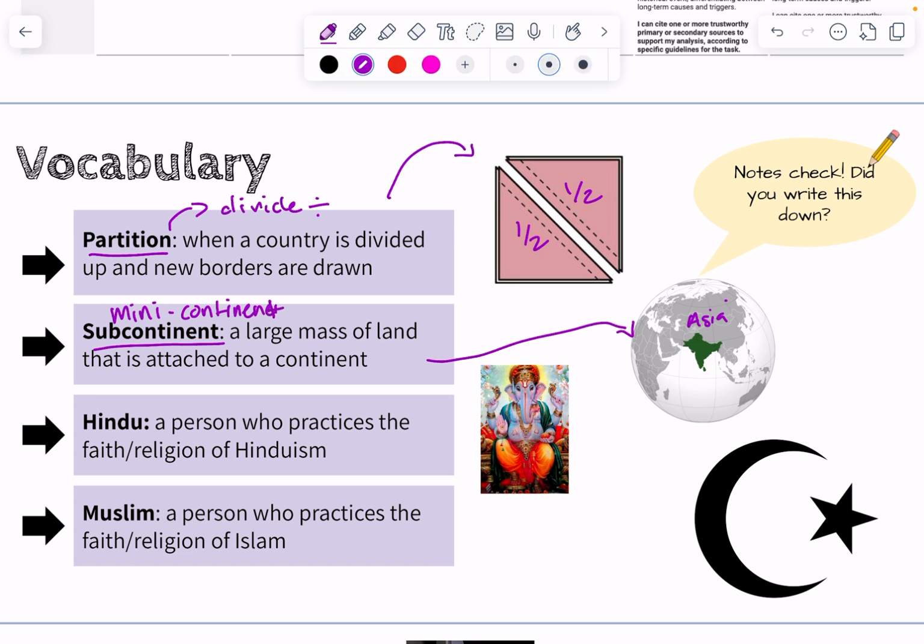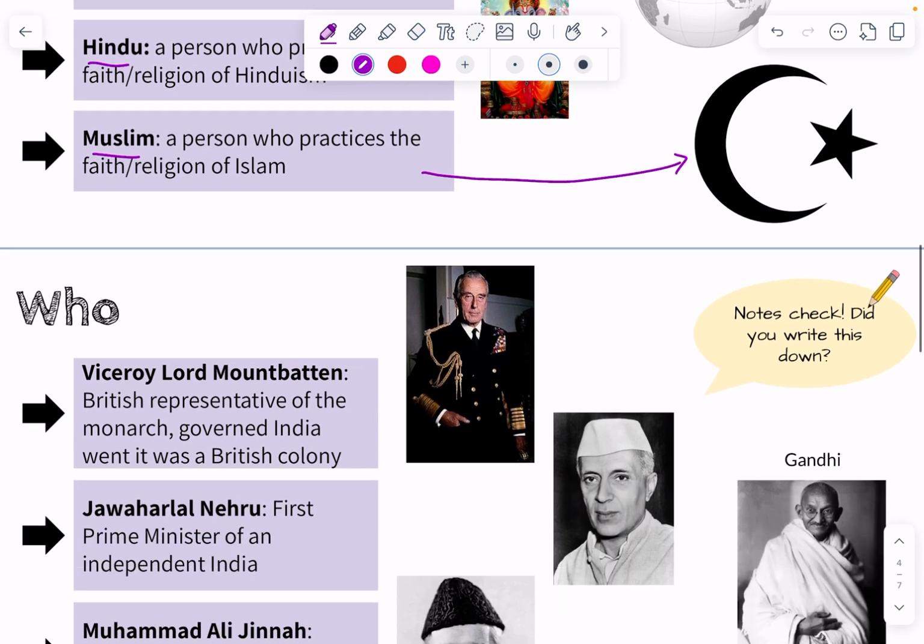And then our next vocab word is Hindu. This is a person who practices the faith or religion of Hinduism. And our last one is Muslim, a person who practices the faith or religion of Islam. At this time, Hindus and Muslims lived in India together.